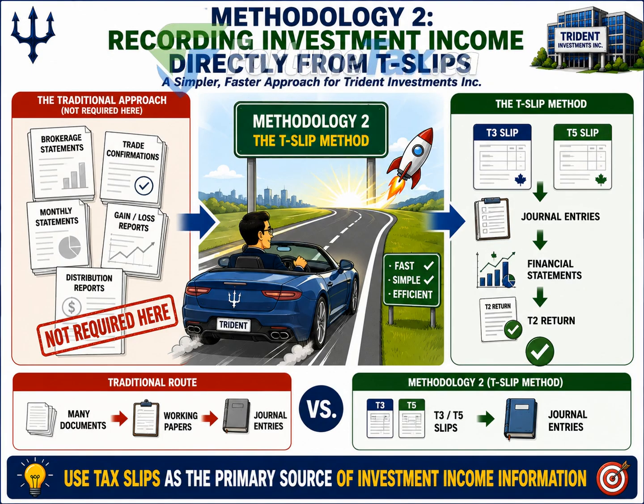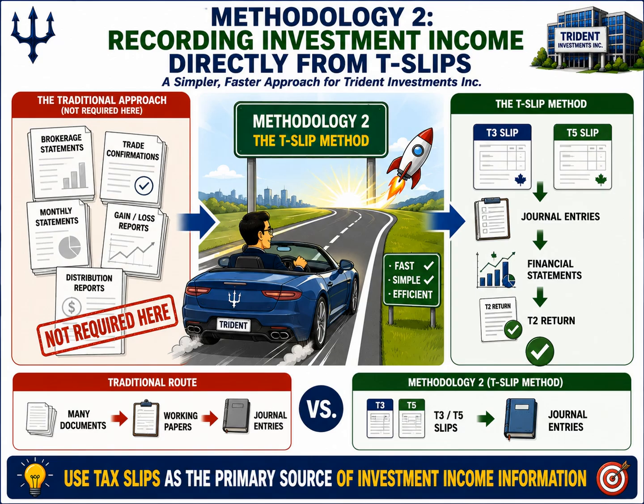The key lesson from this slide is highlighted in the banner at the bottom. Use tax slips as the primary source of investment income information. When appropriate, T3 and T5 slips can provide a practical and efficient foundation for recording investment income. They allow the accountant to prepare accurate journal entries without performing a full transaction-by-transaction analysis of the investment portfolio.